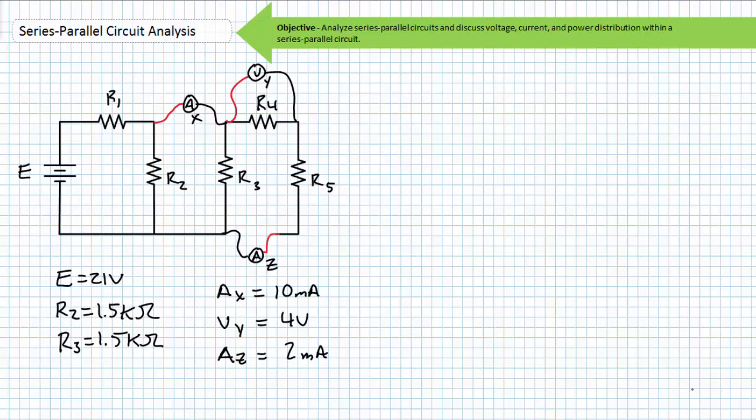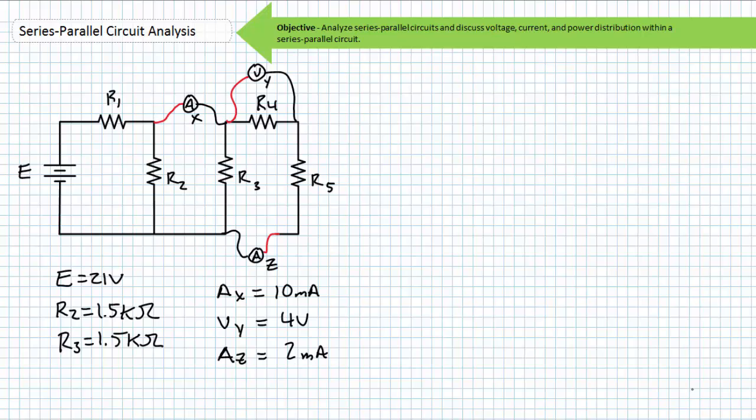Our source has a magnitude of 21 volts. R2 is a magnitude of 1.5 kiloohms. R3 is also a 1.5 kiloohm resistor. Ammeter X is observing 10 milliamperes when placed in this position. Voltmeter Y is observing a 4 volt differential in this position. Ammeter Z is observing 2 milliamperes of current in this position.